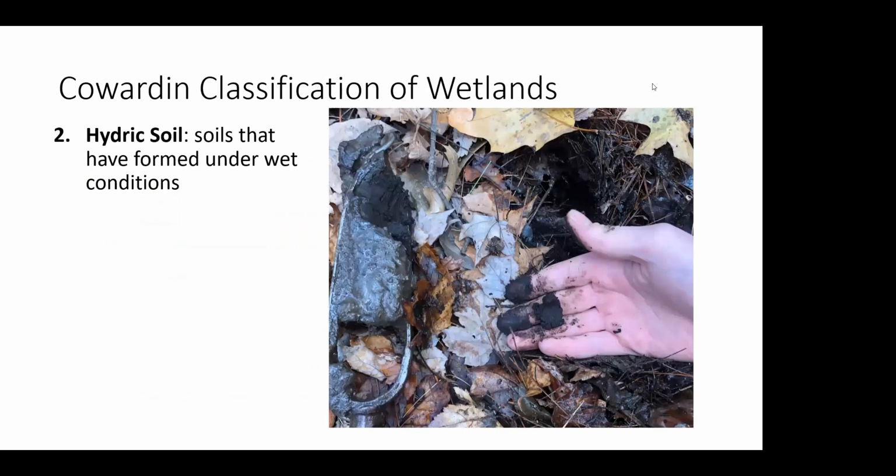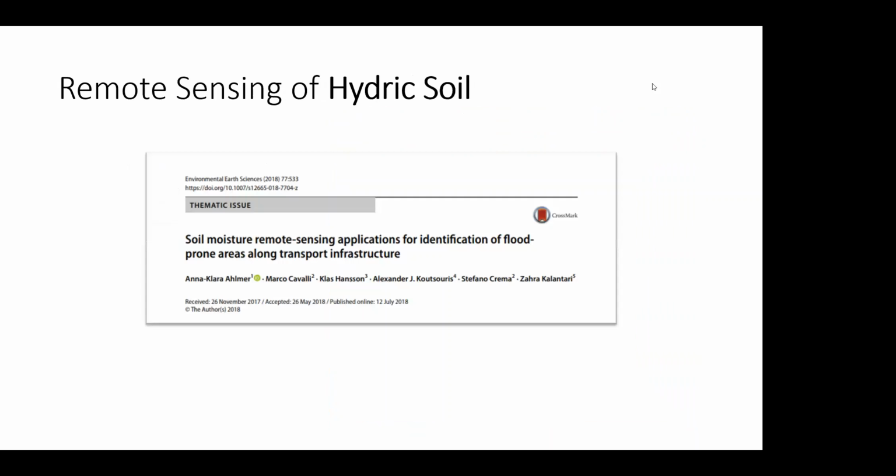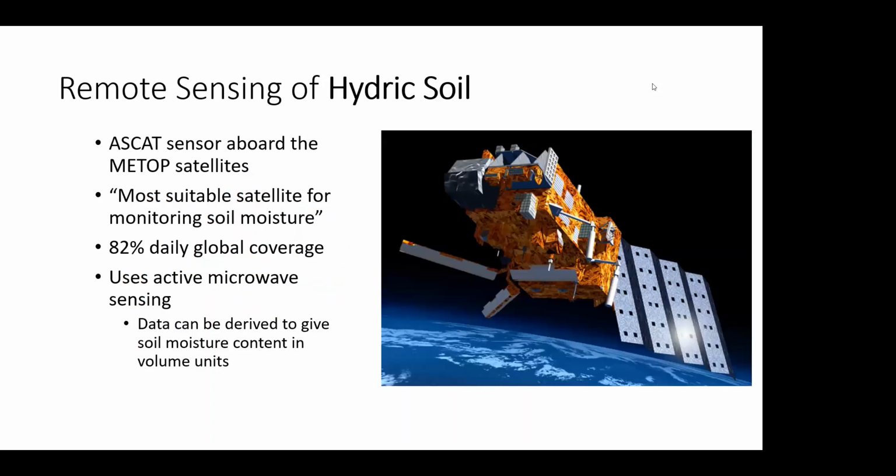Next, we have hydric soil, which is just soils that have formed under wet conditions. And so in order to learn some more about how we use remote sensing to find hydric soils, I looked at this Swedish study that was looking into trying to predict areas that are flood prone along roads, railroad tracks, things like that. And they found that the best way to find hydric soil using remote sensing data was with these European METOP satellites, specifically the ASCAT sensors on them.